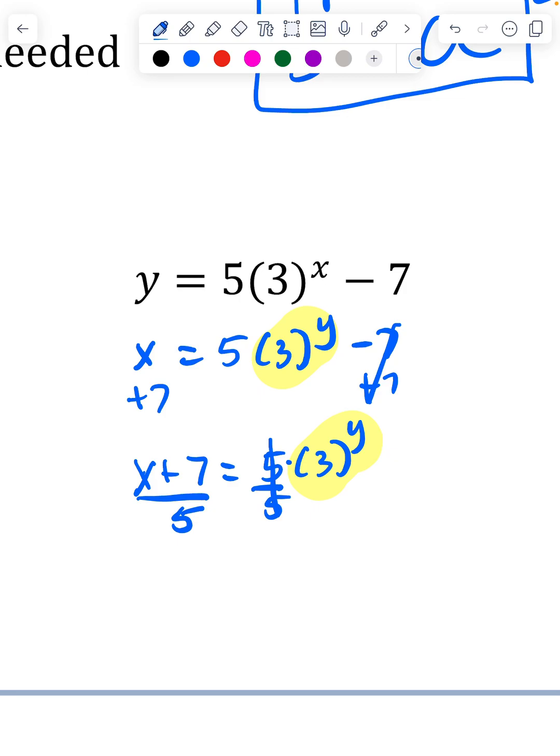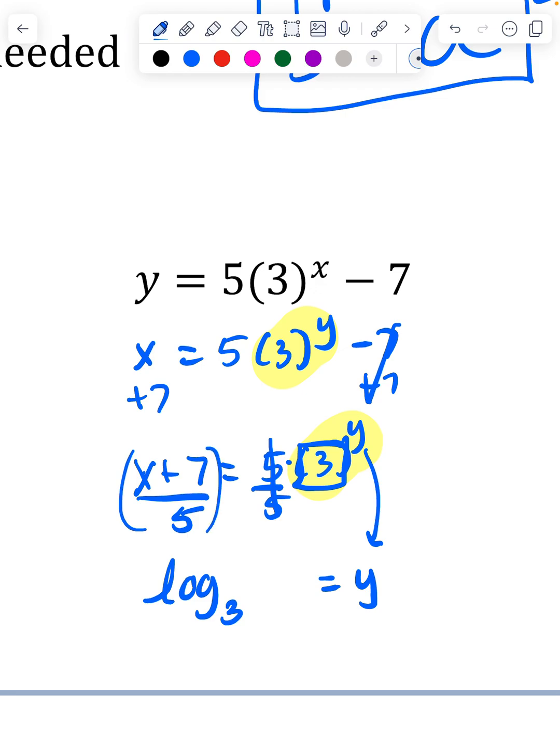So I know that my final answer should end with log base 3, because the 3 is the base of my exponent. So I'm going to rewrite this. You write log, then you put the base in the basement. The power always goes on the other side alone. And then whatever else you got in the problem basically ends up in this position.